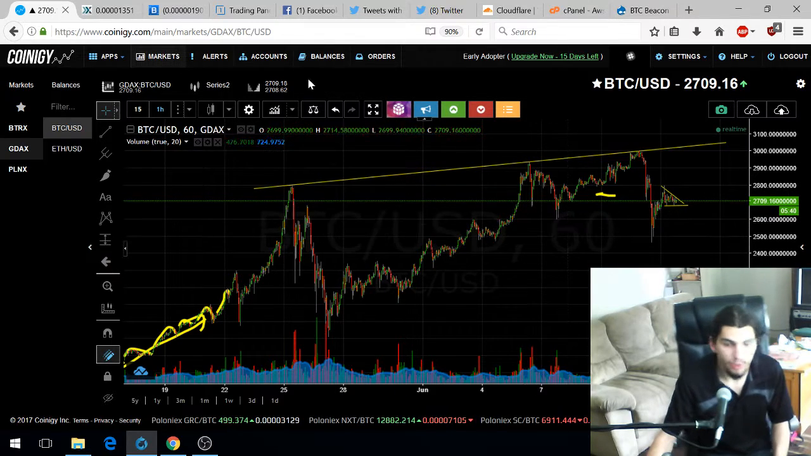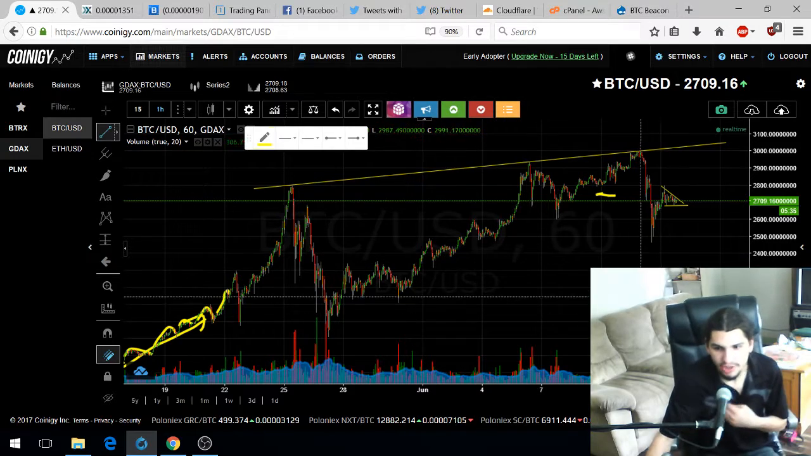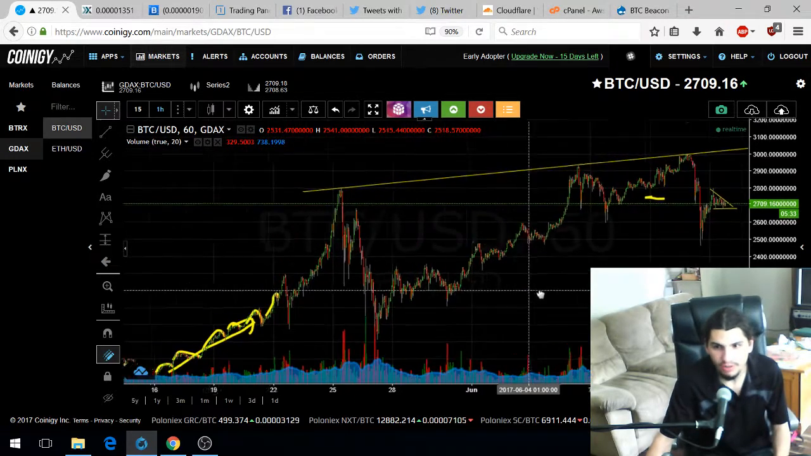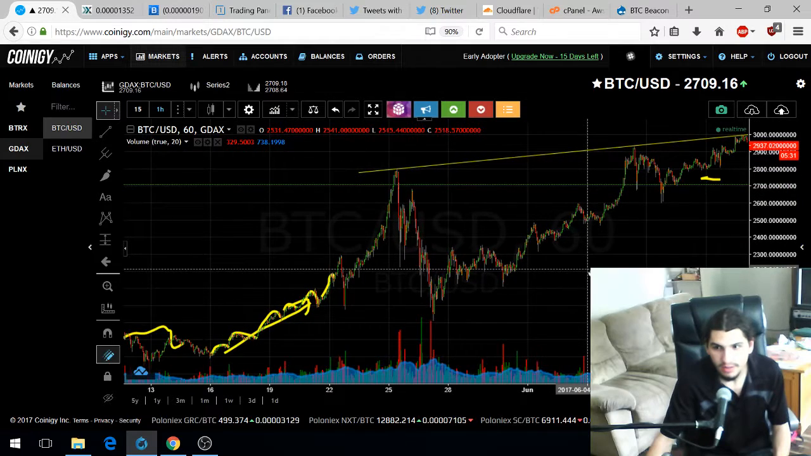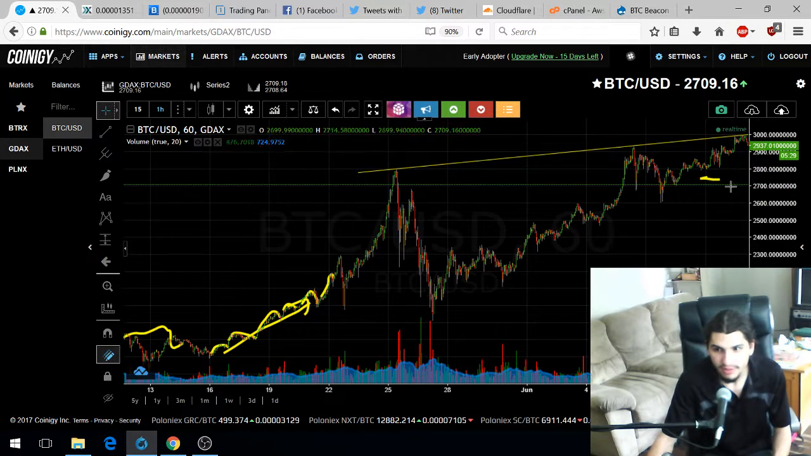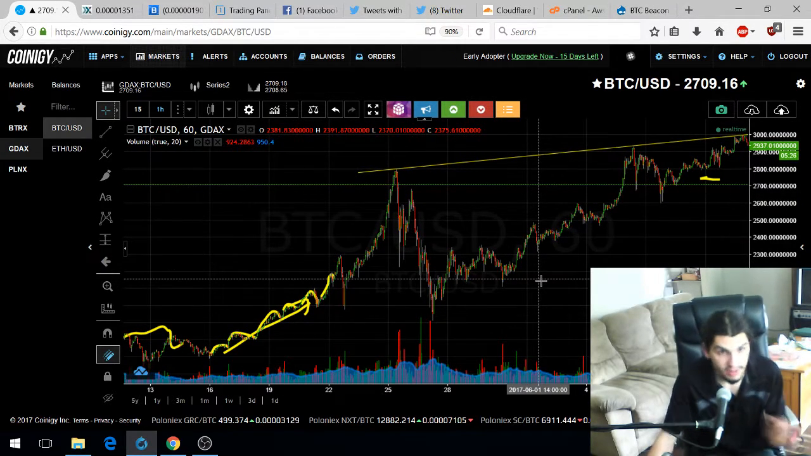Now a support level. For a support level on this, I'm going to scroll over. What I want to do is ignore this little piece because it's going to be important after. So this is all the chart we can see. I know you've seen what the market's done.